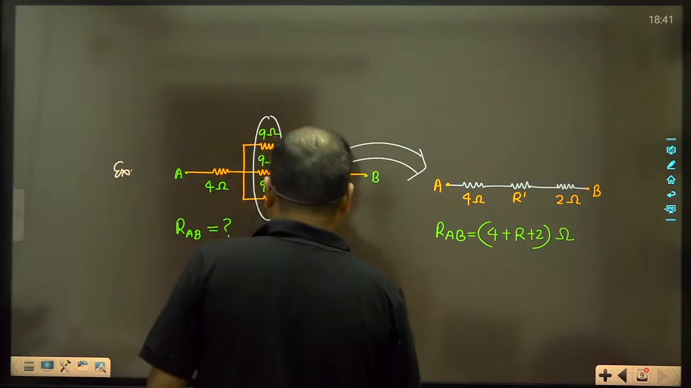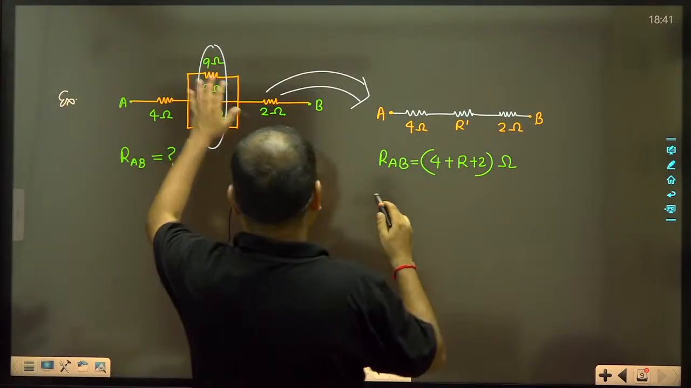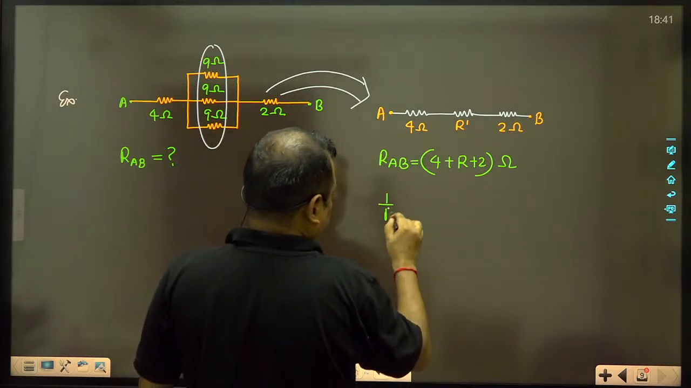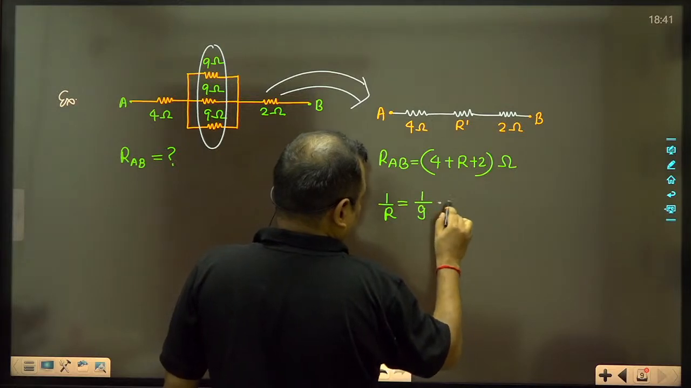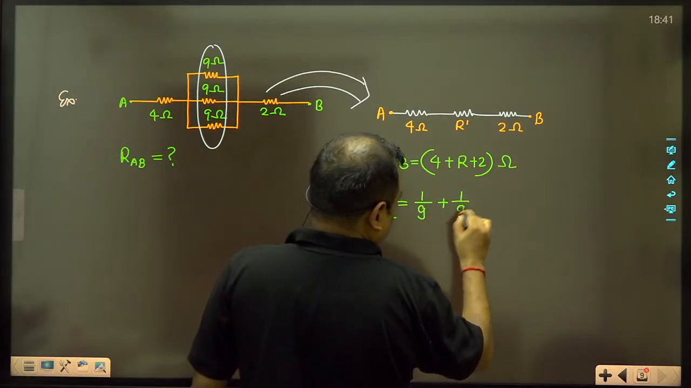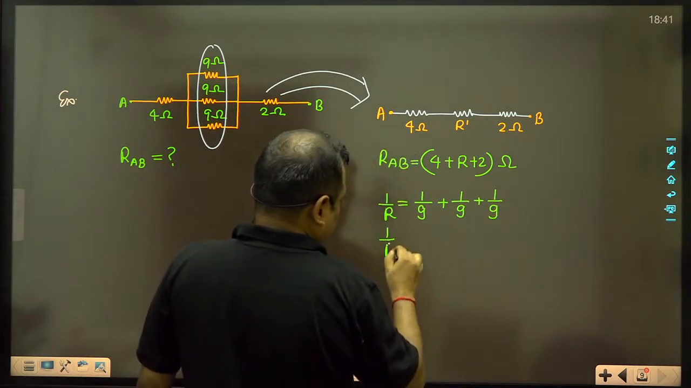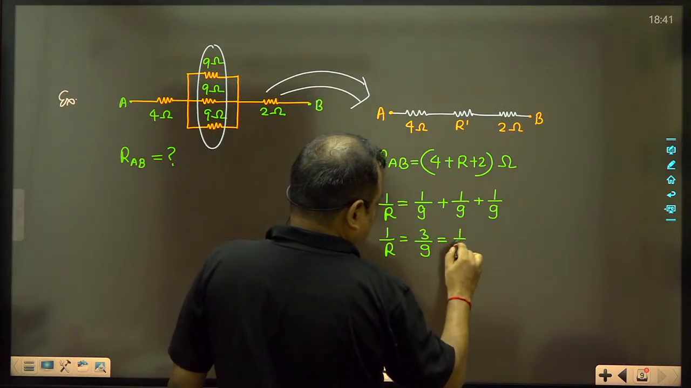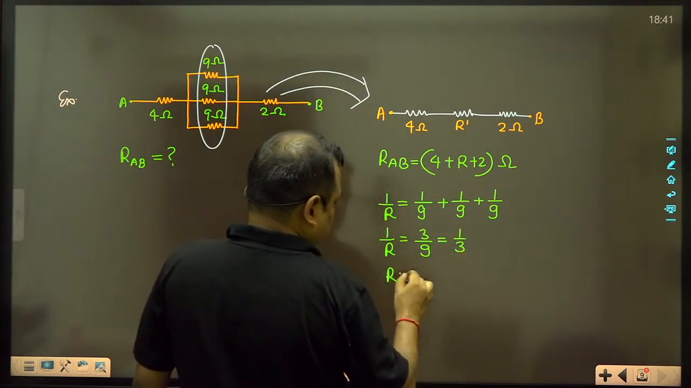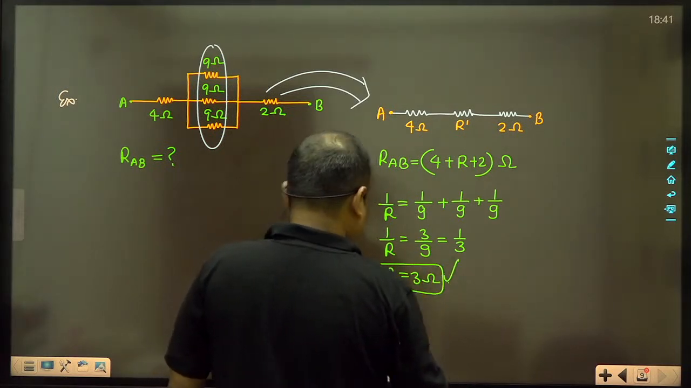Now you can see that 1 upon R will be equal to 1 upon 9 plus 1 upon 9 plus 1 upon 9. Okay, so 1 by R will be equal to 3 upon 9, and this will be equal to 1 upon 3. Okay, so R will be equal to 3 ohms.